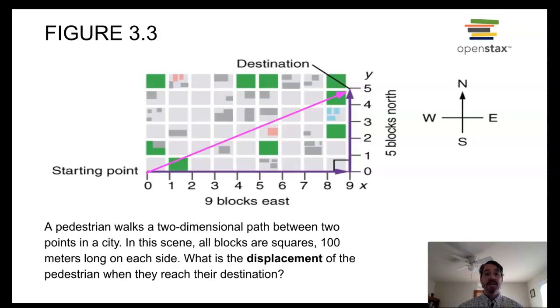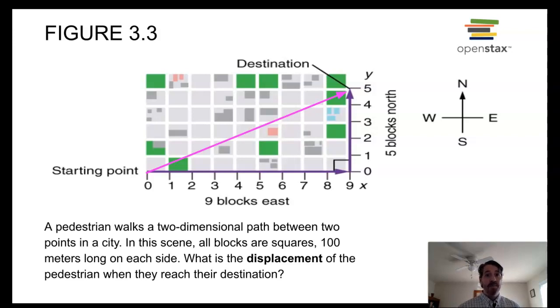So to find its magnitude, I would use the Pythagorean theorem, meaning that the magnitude of displacement squared equals x squared plus y squared, where x is my 900 meters in the east direction and y is my 500 meters in the north direction. So the magnitude of displacement is equal to the square root of (900 meters) squared plus (500 meters) squared. And that's how I get that the magnitude of displacement is equal to 1029.56 meters.